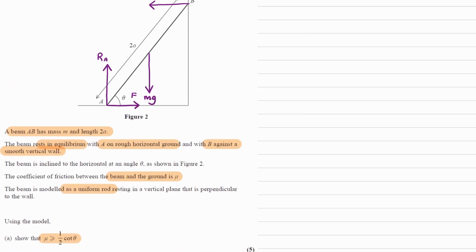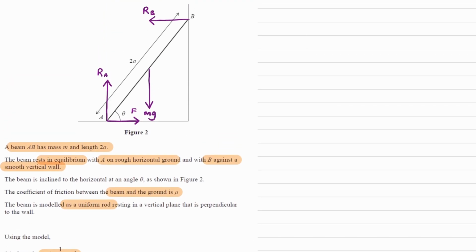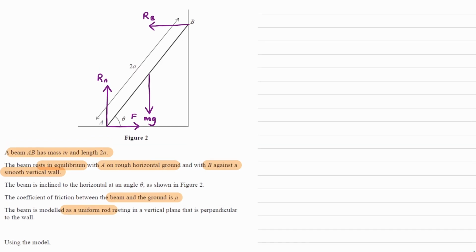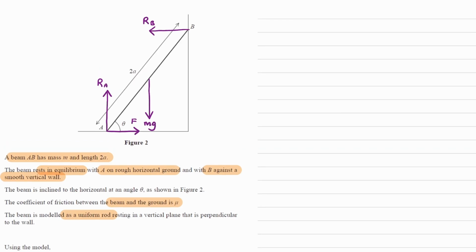The three other equations that we can get are a moments one. So we can take moments about any point and then do clockwise equals anticlockwise. Vertical forces sum to zero, so upward forces equal downward forces. Horizontal forces sum to zero, so forces to the right equal forces to the left. So let's write down those three equations. Let's start with the moments equation.